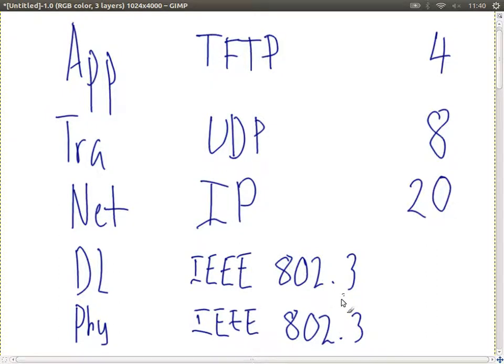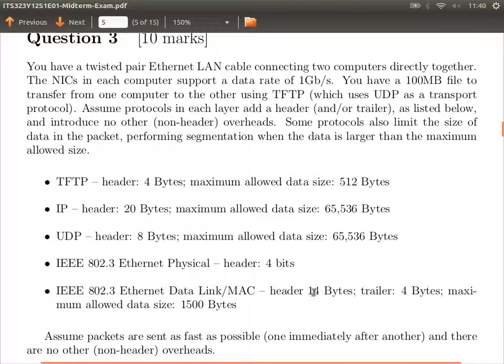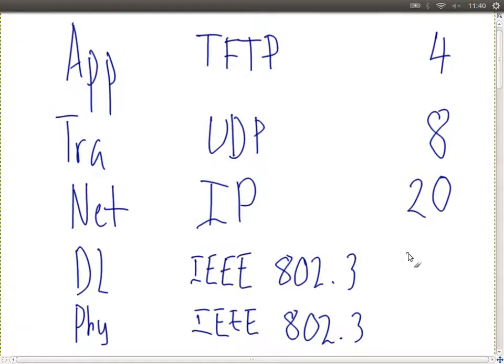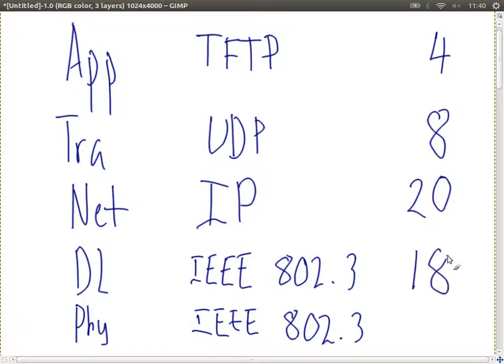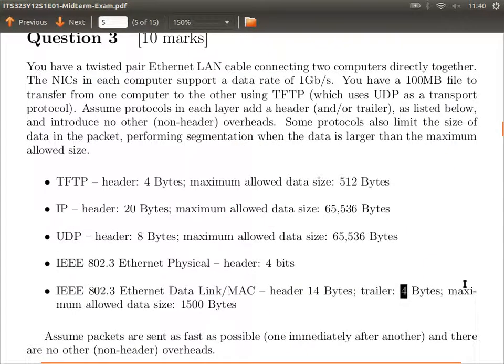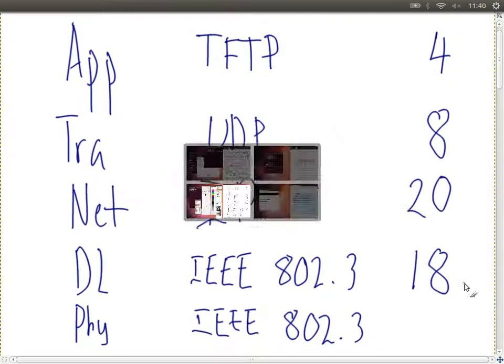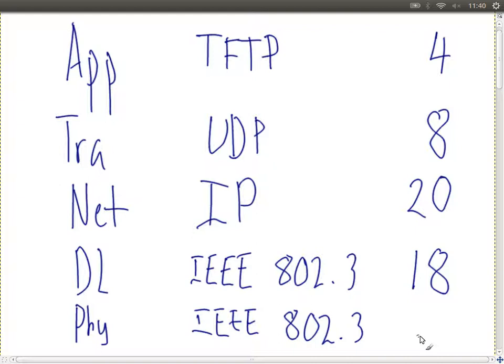The data link layer adds a header of 14 bytes and a trailer of 4 bytes. So a total of extra overhead it adds is 18 bytes. The header is at the front of the data and the trailer is at the end, but they're both counted as overhead. And the physical layer adds 4 bits. All right, we're counting bytes here. Let's say half a byte.